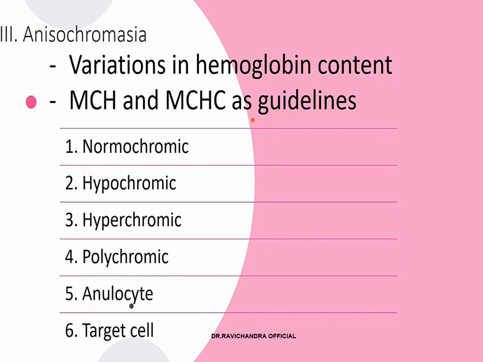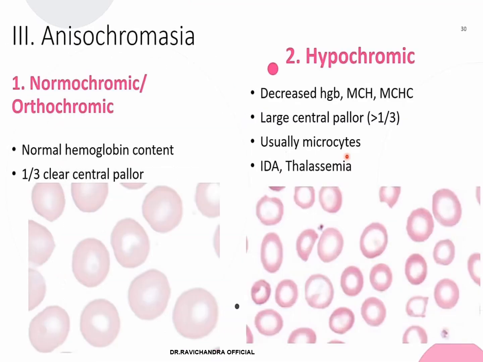Coming to anisochromasia, that is variation in the hemoglobin content. The red blood cells can be called normochromic or hypochromic or hyperchromic or polychromic or annulocytes or target cells based on the MCH and MCHC. Normochromic or orthochromic cells will have normal hemoglobin content. There will be one third central pallor.